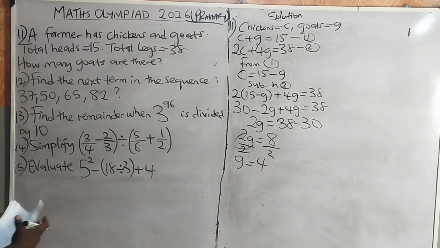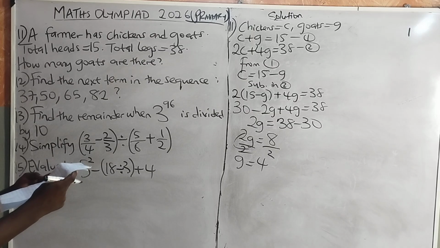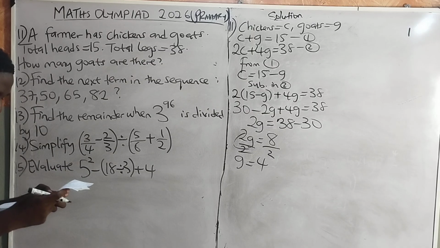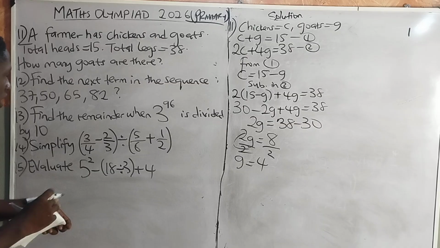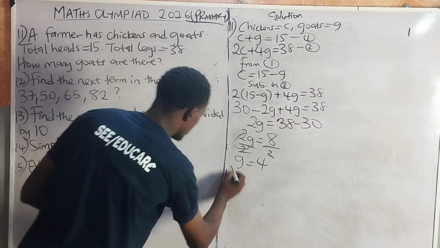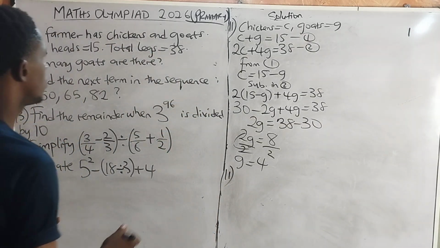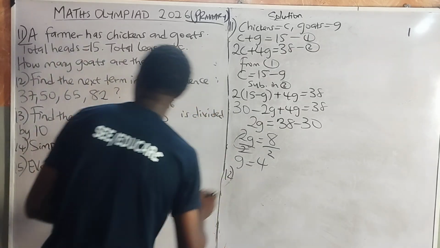Remember, we are asked how many goats are there. So you will see that the number of goats we have there is 4. Let's go to number 12.